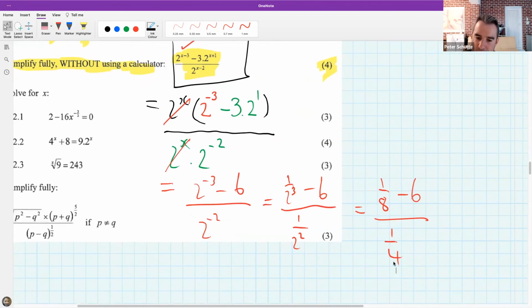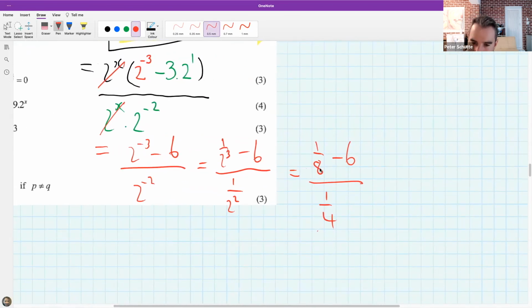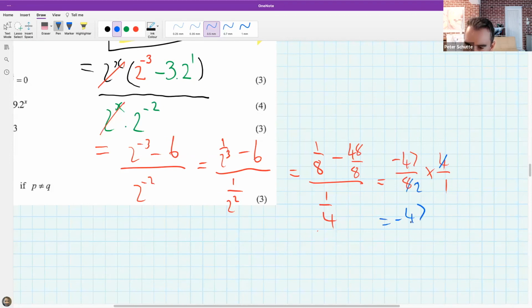And look, to be fair, at this point, they're not really going to be able to check all, well, I suppose they would. So then I'm going to put these two fractions together. So what do we have? 6. If I wanted to make that, 6 is the same as 48 over 8. And so then I get -47 over 8. And if I want to divide by a quarter, it's the same as timesing by 4 over 1. And so 4 goes into 8 twice. And I get -47 over 2.